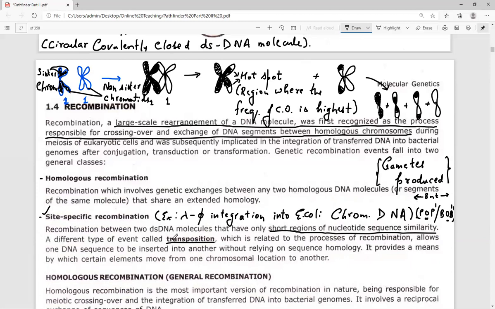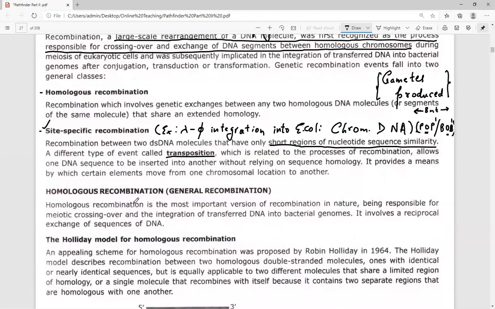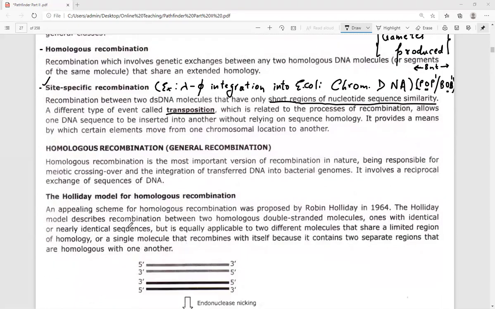Next. Homologous recombination. Now, what is homologous recombination? How does homologous recombination take place? Homologous recombination is the most important version of recombination that occurs in DNA molecules. It is responsible for meiotic crossing over and the integration of transferred DNA into the bacterial genome. So DNA is transferred into the bacterial genome through a process of homologous recombination. It involves a reciprocal exchange of DNA sequence.